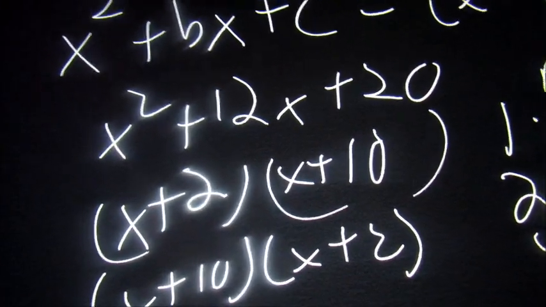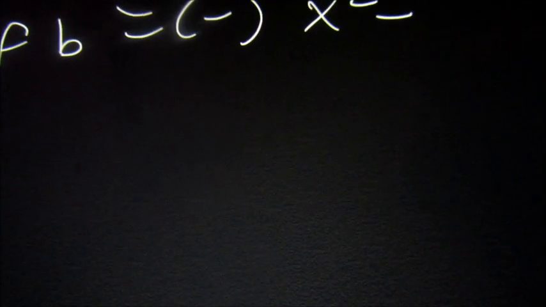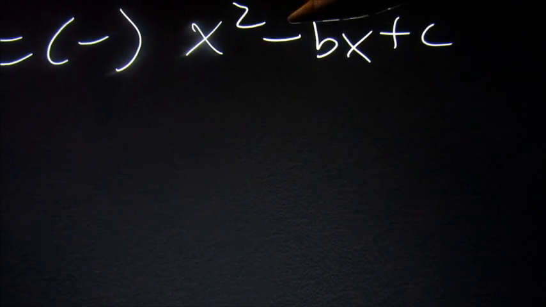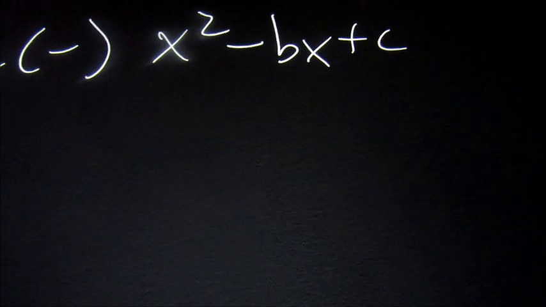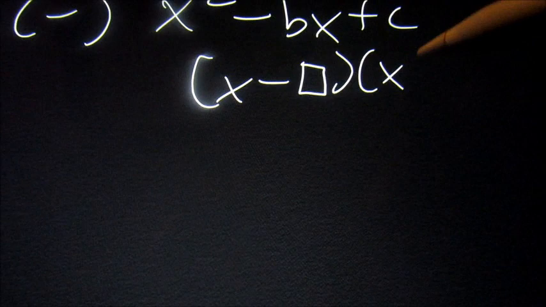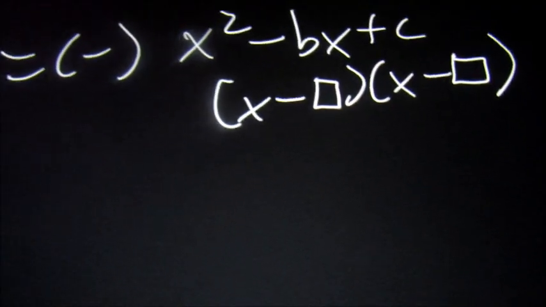So the next one that I'm going to do is if b is a negative number. So that's going to be x squared minus bx plus c. If this sign is minus and this is a plus, then you're going to have x minus something times x minus something. They're both going to be minus signs.